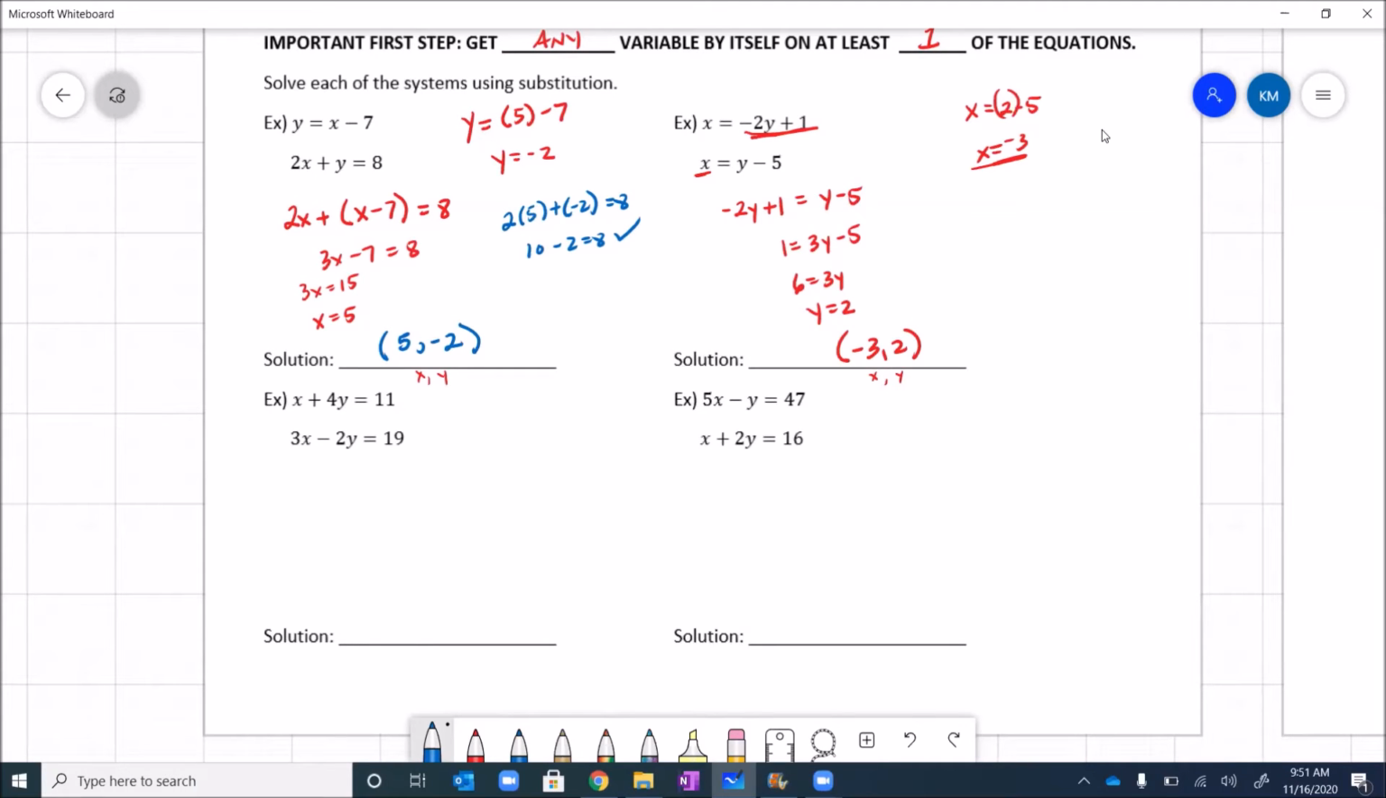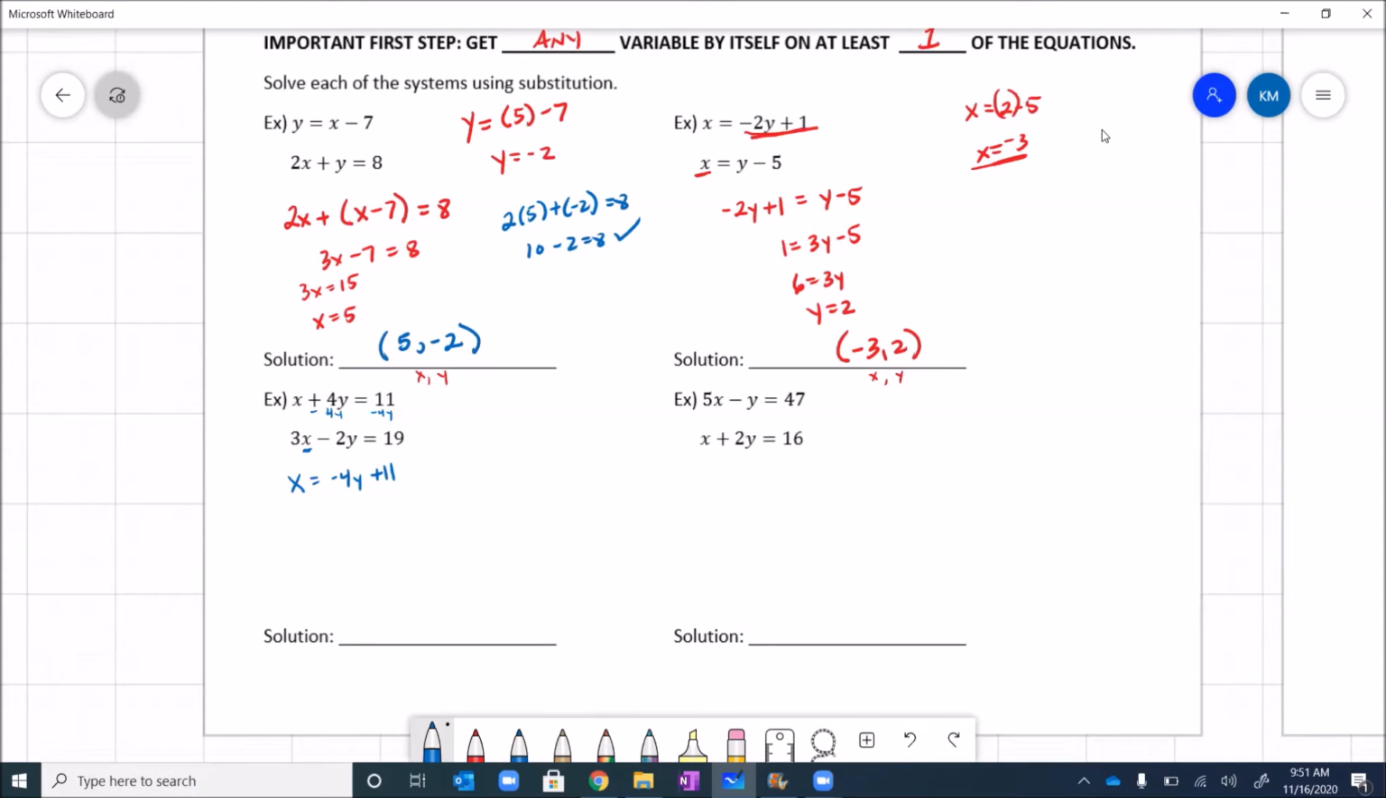So as I look at x, 4y, 3x, -2y, it appears that x is going to be the easiest to get by itself. And I can get it by itself in this top equation by subtracting 4y from both sides. And so I have x equals -4y plus 11. X is now by itself. Now that I have this variable by itself, I'm going to substitute it into the second equation so that I only have one variable there.